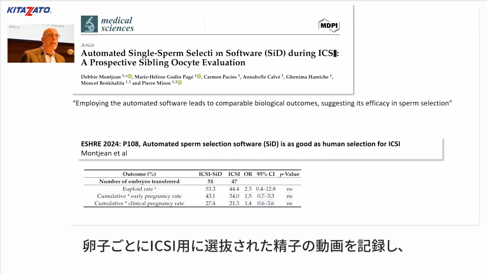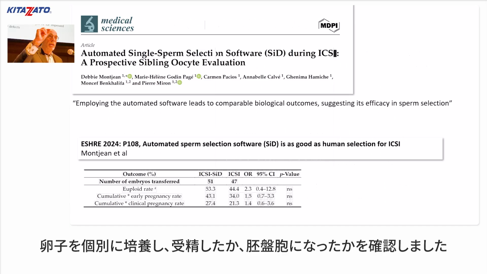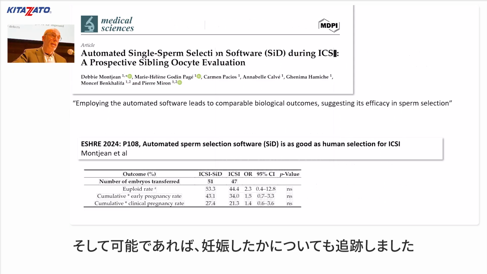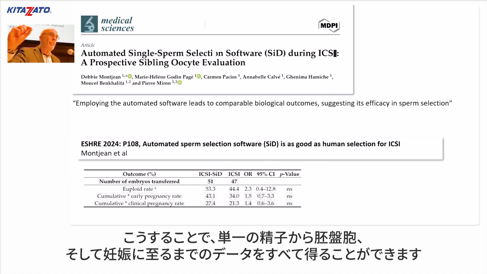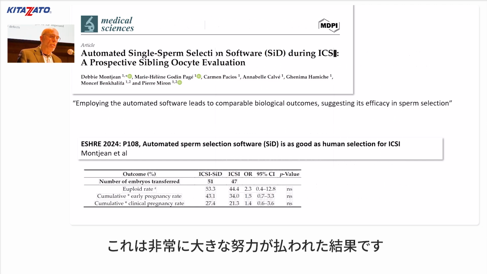And when I say data, what it means is you videotape the selected sperm for ICSI in each of the oocytes, and then you culture them separately, and you follow those through fertilization, and you follow those through blastocyst. And if you can, you follow those to pregnancy. So now you can go from a single sperm all the way with data to the blastocyst and pregnancy. And so this is an enormous effort that was put into this.